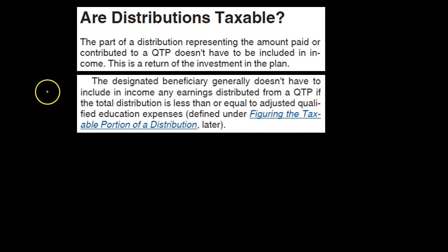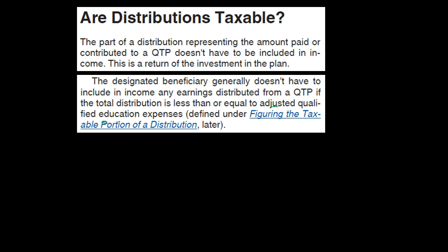So back to the text. The designated beneficiary generally doesn't have to include in income any earnings distributed from a QTP if the total distribution is less than or equal to adjusted qualified education expenses. So that's, of course, the goal. The amount that we originally put in shouldn't be subject to any taxes, because that's the original investment. And any amount, including the original investment or any growth in it, shouldn't be subject to taxation either if it's used in accordance with the objective of the QTP, which is being taken out for the adjusted qualified education expenses.